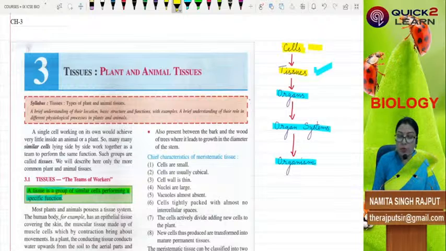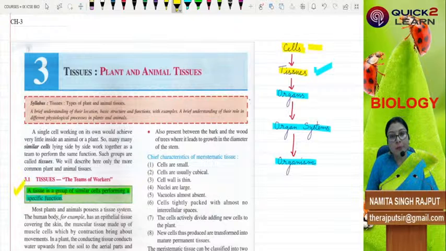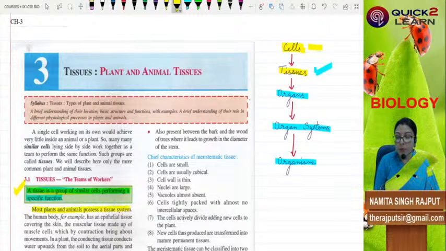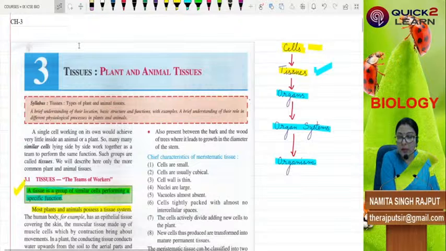So a tissue, this definition is given here. A tissue is a group of similar cells performing a specific function. Like similar kind of cells, when they group together and they perform a specific function, they are known as tissues. Now most plants and animals possess a tissue system. All the plants and animals as well, they possess a tissue system. That is, tissues are common to both plants and animals.